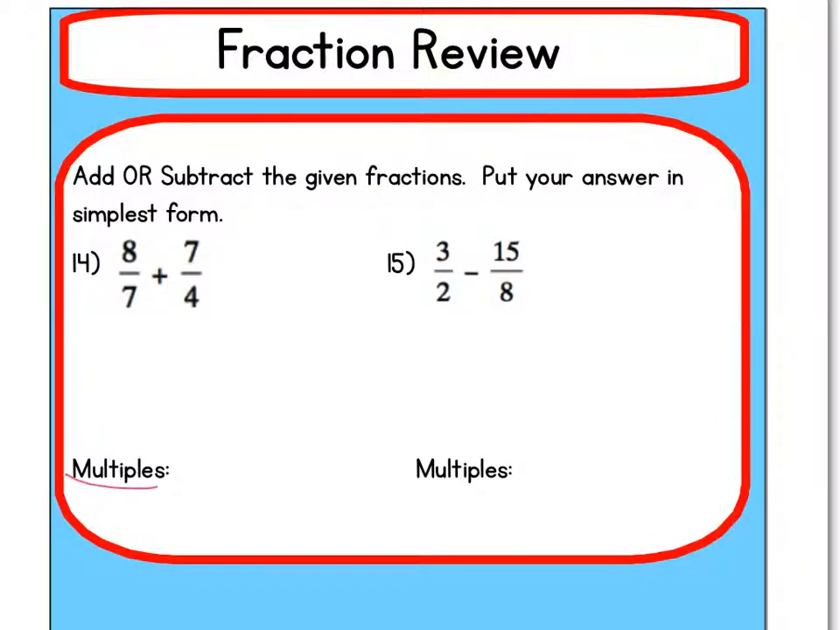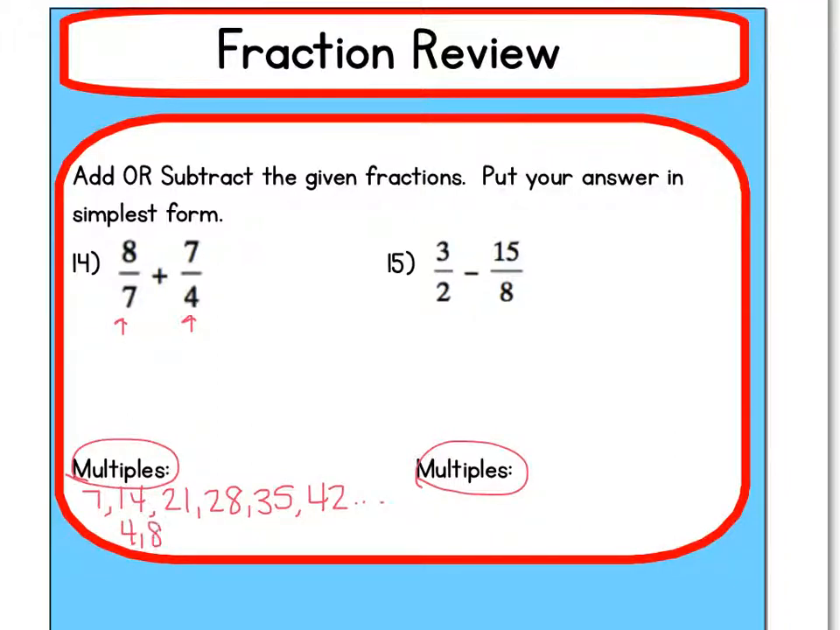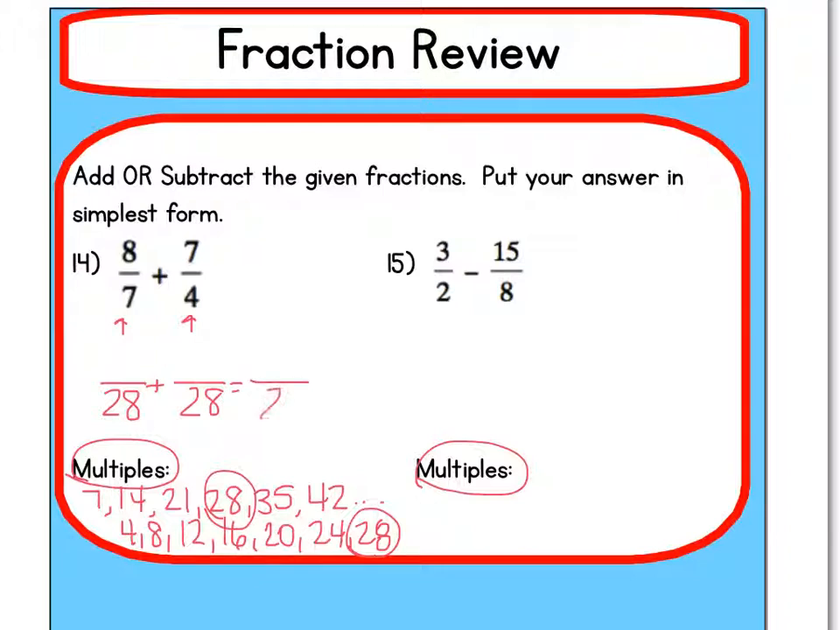Notice that I always list a party of multiples when we have adding and subtracting fractions. So I take the two denominators and I first figure out where they meet up. 7 goes 7, 14, 21, 28, 35, 42, etc. And 4 goes 4, 8, 12, 16, 20, 24, 28. And I see that these two meet up at 28. So I take it as something over 28 plus something over 28 equals something over 28.